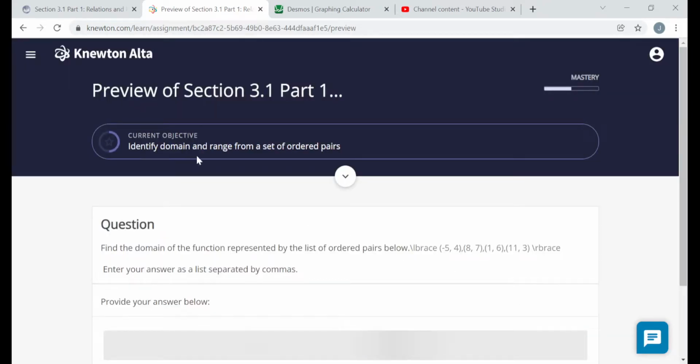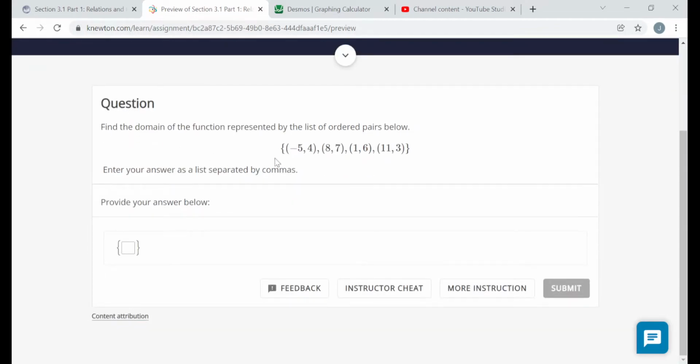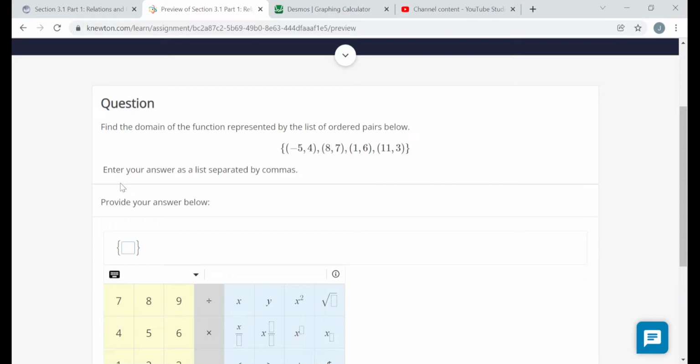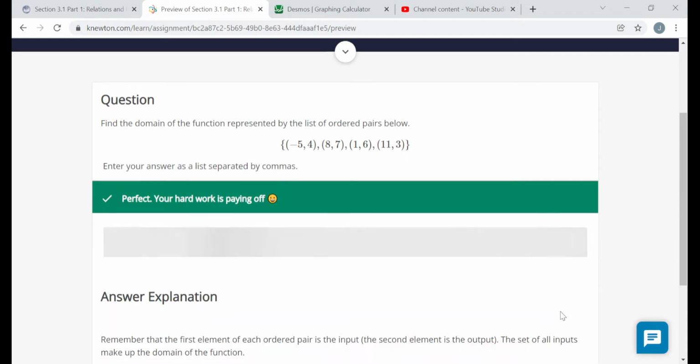All right, so back to just domain and range. Remember, domain is a set of all the inputs, all the x coordinates. The range is a set of all the outputs, so the y coordinates. So they just want the domain first. They have the set brackets, so you don't have to put the set braces up. You just put the numbers in there, separated by commas. So I'm just going to put all the x coordinates, -5, comma, 8, comma, 1, comma, and then 11. Now if you want to put them in order, you can, but those are the x coordinates, the inputs.